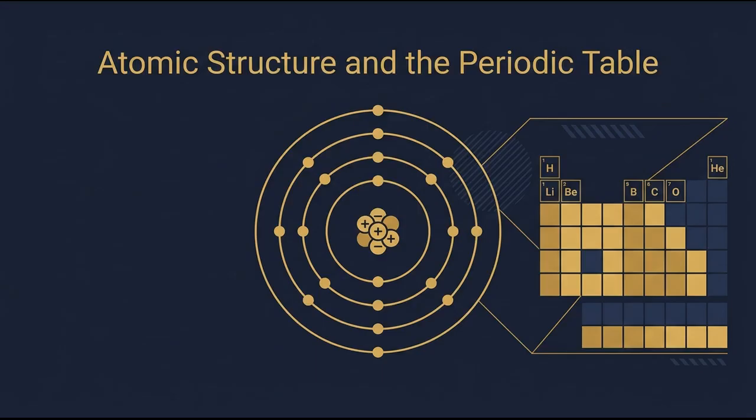You will also encounter isotopes, which are atoms of the same element that have the same number of protons but different numbers of neutrons. Because of this, isotopes have different mass numbers.